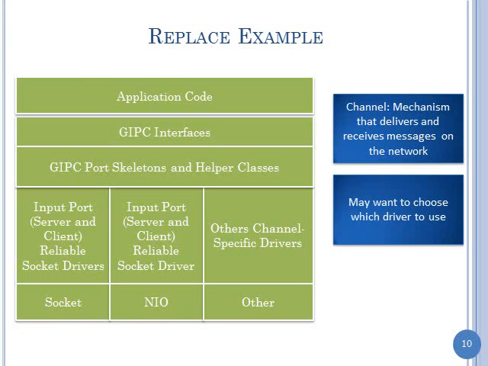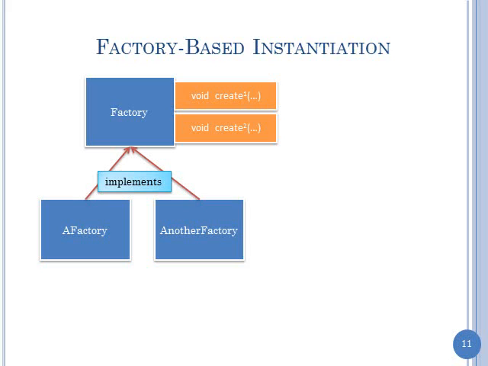Okay, and we are going to use factory-based instantiation. So we're not going to do new directly. We're going to do new through a factory. So we can have one factory, another factory. Now comes the problem. How do we specify to the system which factory it should use?